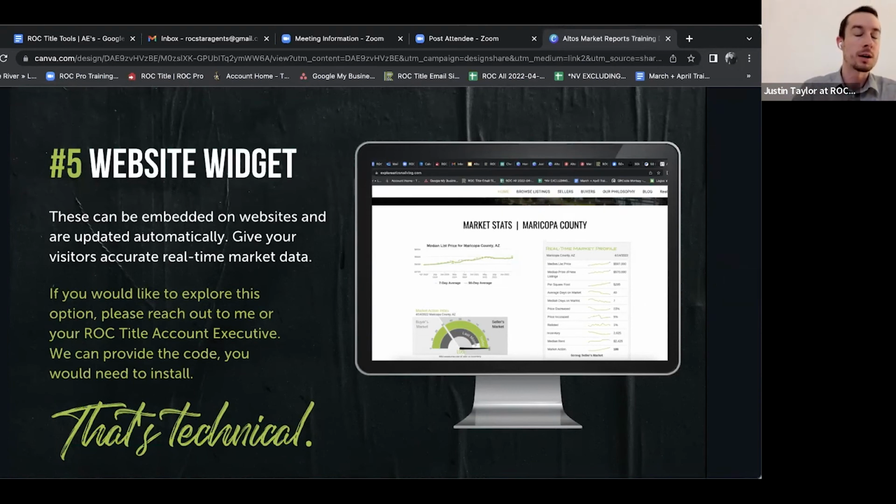I'll be happy to step you through that and give you the breakdown of how you can get that done. Again, you can email me if that's something you're interested in. These can be embedded on websites and are updated automatically and give your visitors accurate real-time market data. All right. Super cool feature.